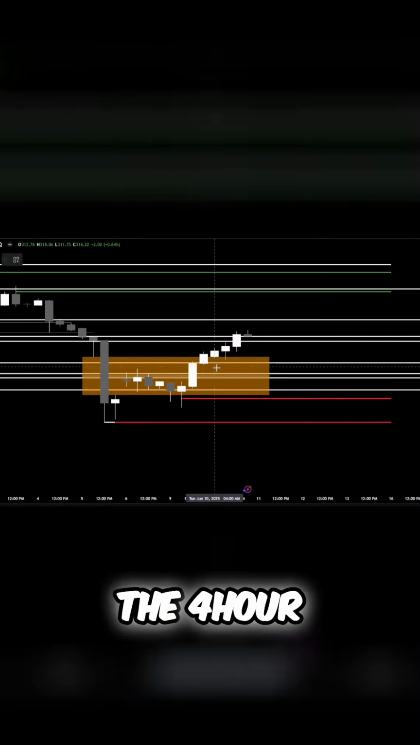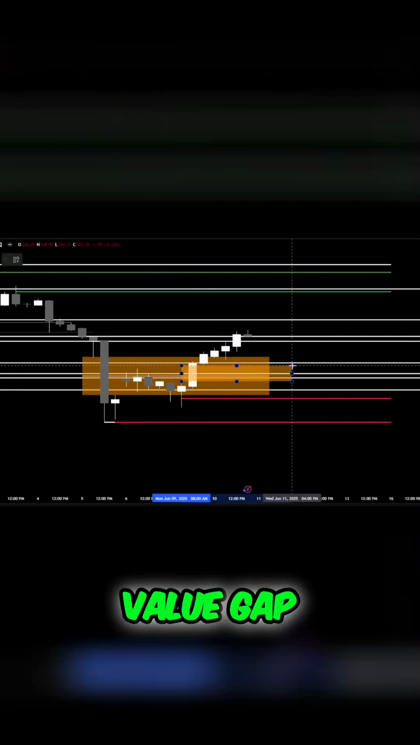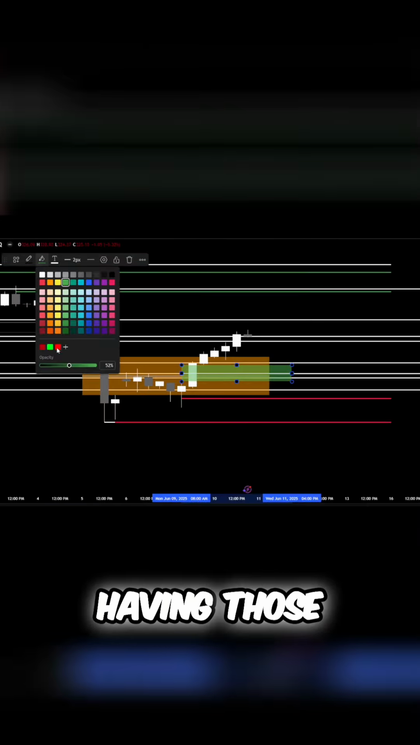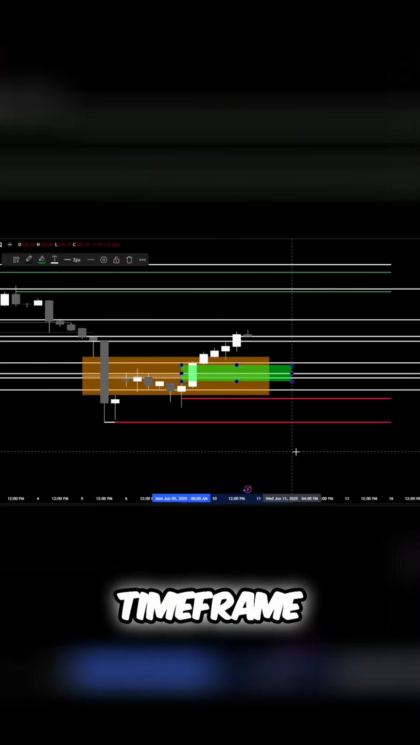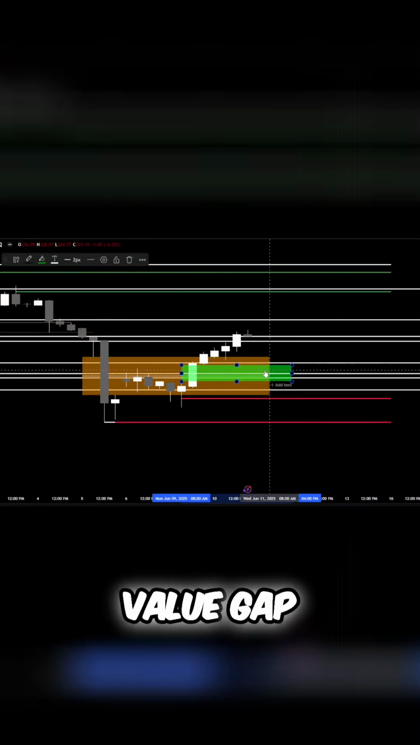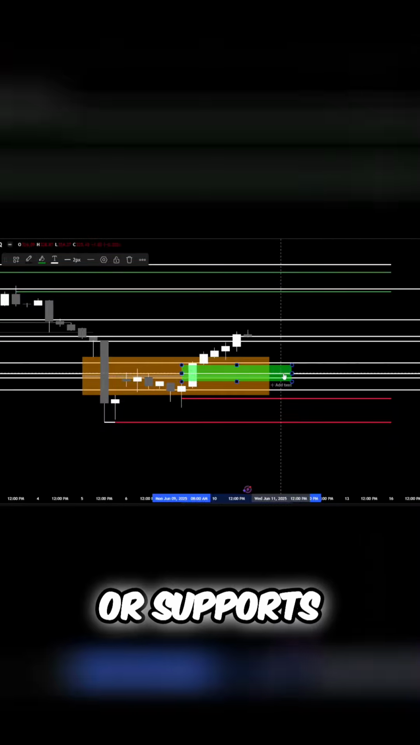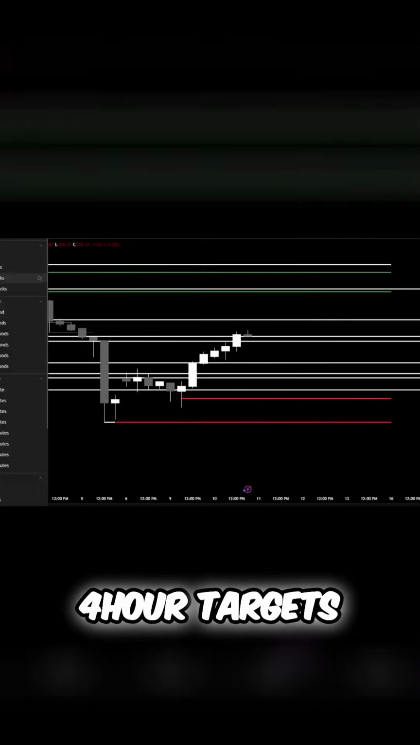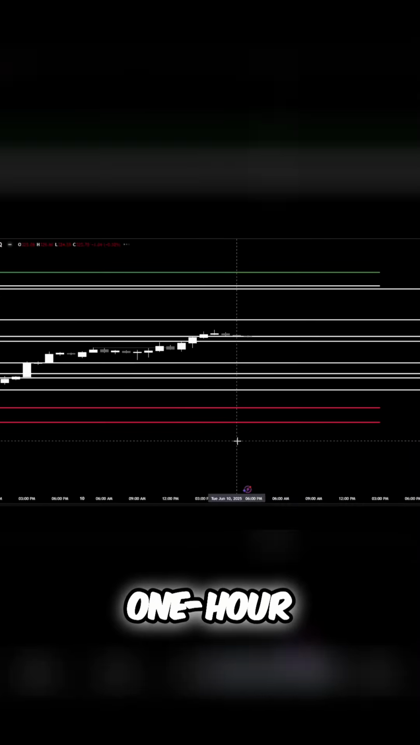Now we also have on the 4-hour time frame a bullish fair value gap that can offer us support right there. So I would recommend having those on your chart for the higher time frame, for those swing trades, that when we do see some rejection, we're likely to come back down and target that fair value gap, see if it holds or supports price. Take those 4-hour targets off, and we can dump into the 1-hour chart.